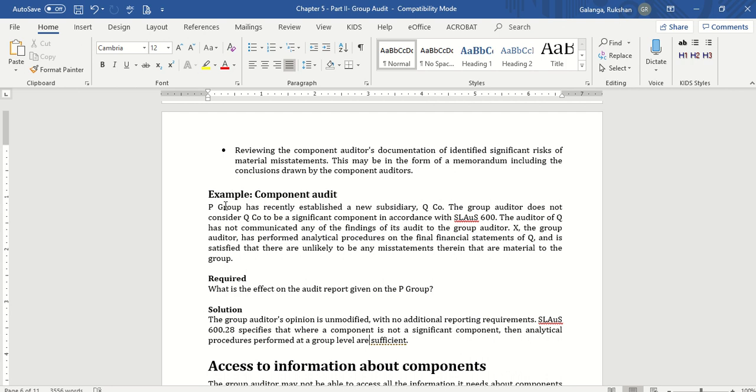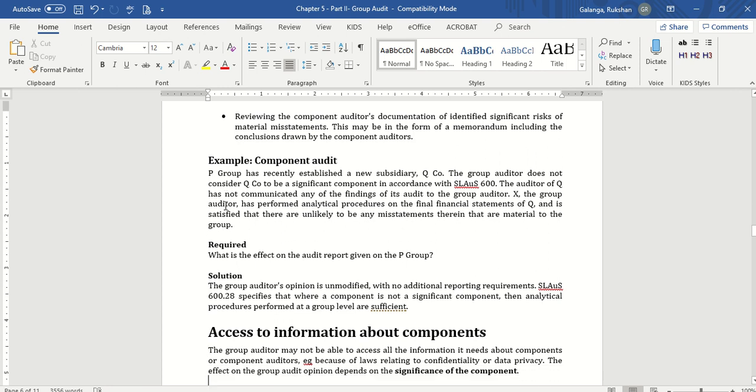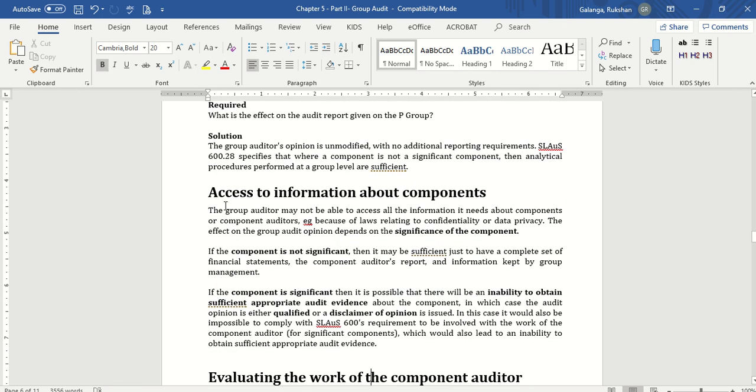Right, he has not done anything extra on that subsidiary company. Why bother? He is not a significant component. So I do some analytical procedures and I have come to a conclusion.